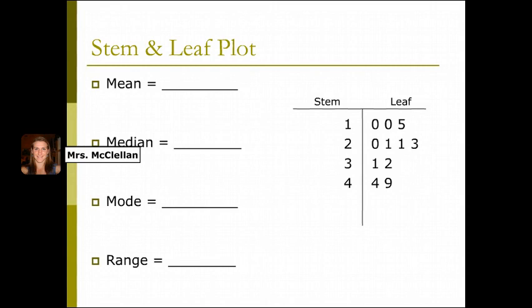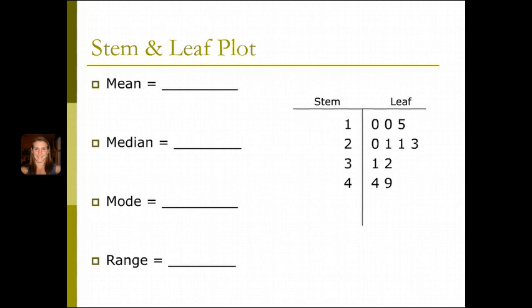Okay, so looking at the stem and leaf plot that we had on the previous slide, now we're going to do some calculations with this information. So we need to find the mean. Again, that means the average. So what we would do is we would add up all of the numbers in our stem and leaf plot, and then we would divide by the amount given.